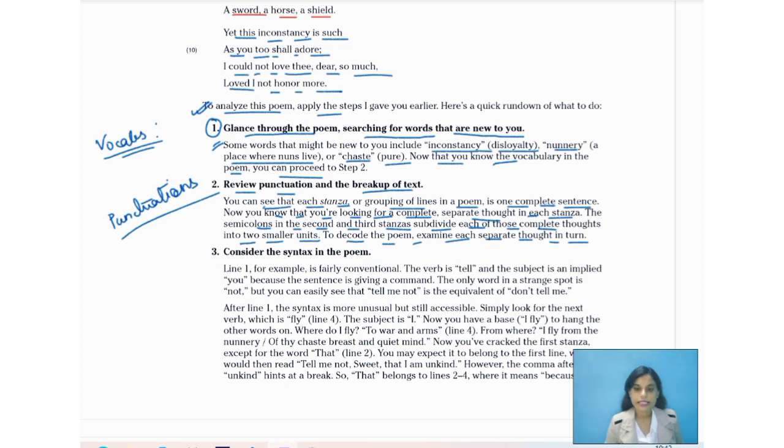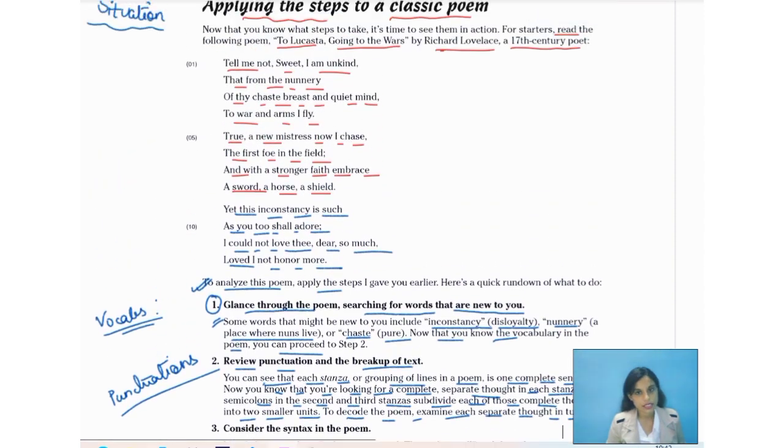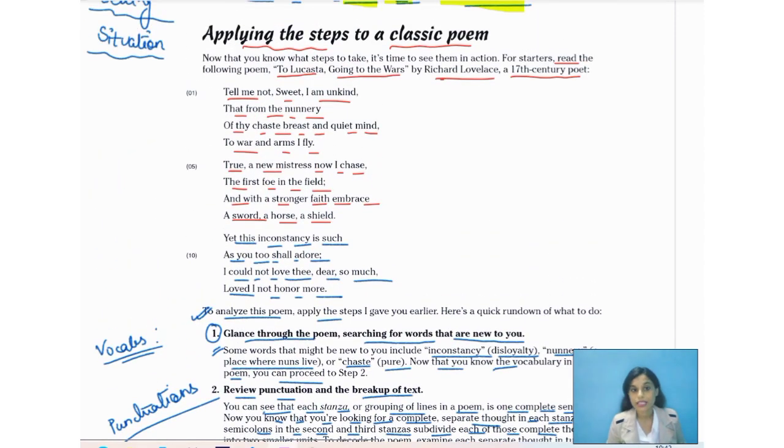You can see that each stanza, or grouping of lines, is made throughout the poem. If you just have a look at the poem, let me show you once. You will see there are separate stanzas which help us to identify them much more easily. We can easily find out where the punctuation is, where the semicolons are, where the full stops are and all. So everything we can identify more clearly because it's in paragraphs. This is the first stanza, this is the second stanza, and this is the third stanza. Coming back to the rules.